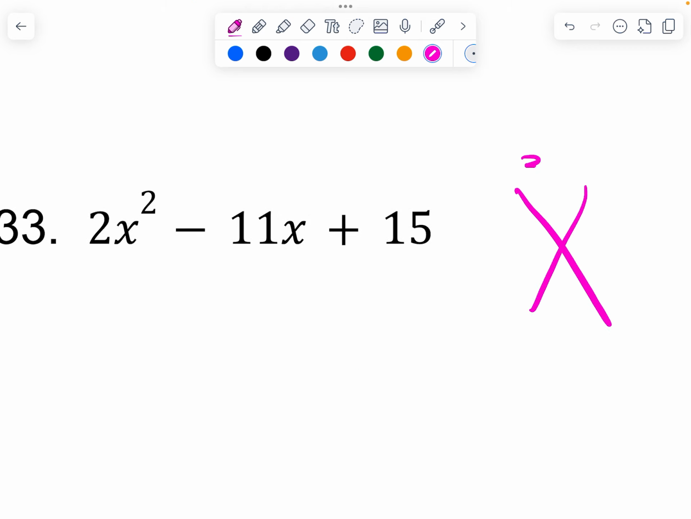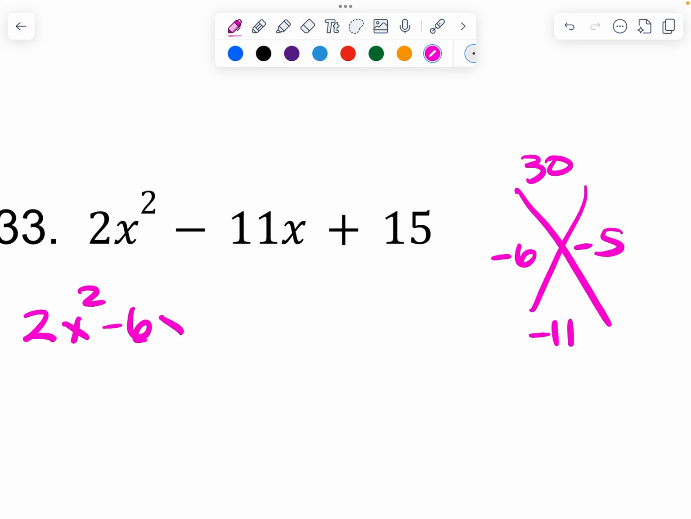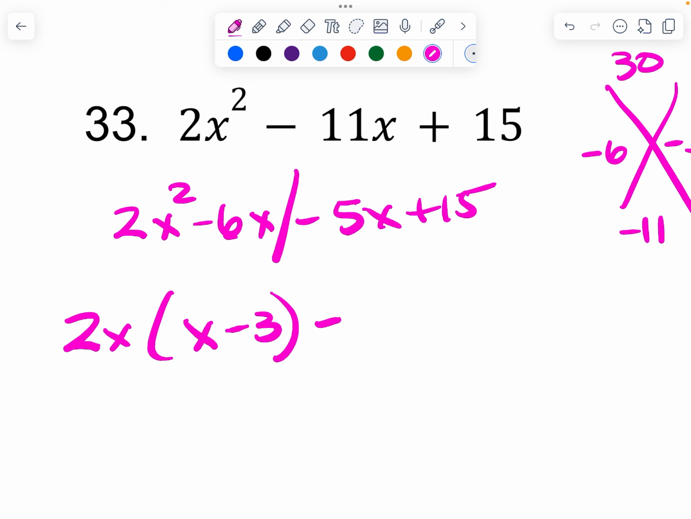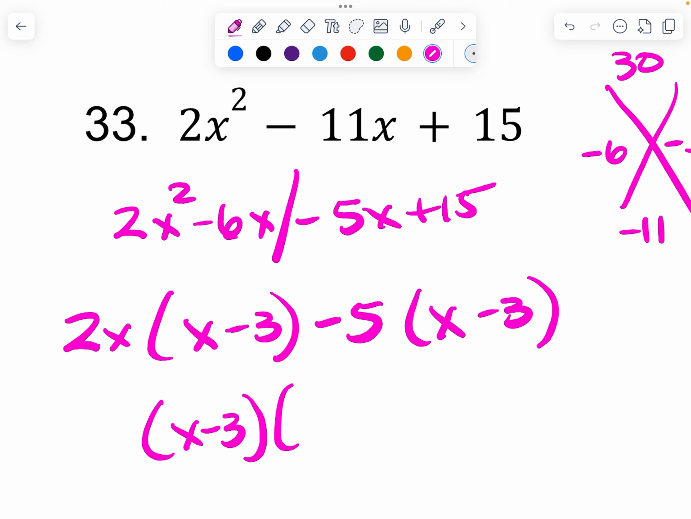Okay. What are the factors of 30 that add to negative 11? That would be negative 6 and negative 5. So 2x squared minus 6x minus 5x plus 15. If I take out a 2x, I am left with x minus 3. If I take out a negative 5, I'm left with x minus 3. So I have x minus 3 times 2x minus 5.